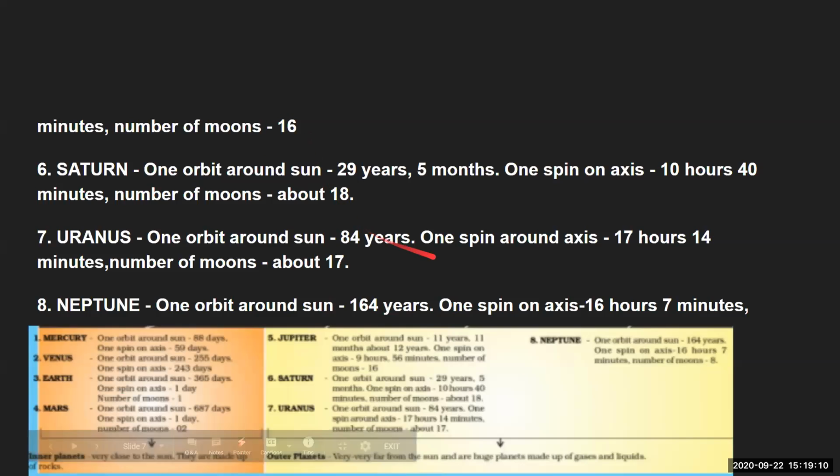Saturn takes 29 years, 5 months for a year, and 10 hours, 40 minutes for a day, and has 18 moons. Uranus takes 84 years to complete a year, and 17 hours, 14 minutes for a day, and 17 moons. Neptune takes 164 years to complete 1 year, and 16 hours, 7 minutes to complete a day.